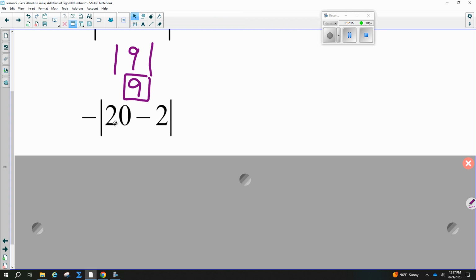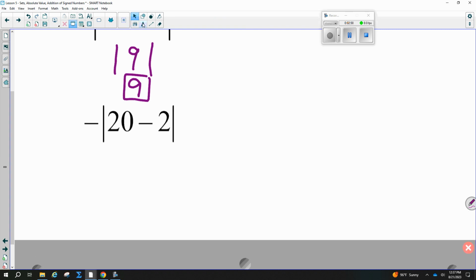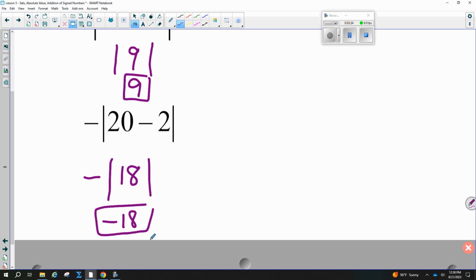All right, on this next one, start with the inside, just like their parentheses. We always do inside the parentheses first. You want to do inside your absolute value bars first. Leave the negative on the outside. So what is 20 minus 2, everyone? It is 18. Now we can drop the bars off. So the absolute value of 18 is 18. What happens to the negative, you guys? Yes, it like stays on there. You guys agree? So this answer is -18. Because the negative is on the outside, the absolute value is not affecting it. Okay, just stays on the outside.